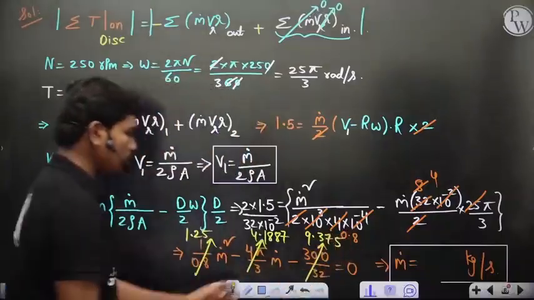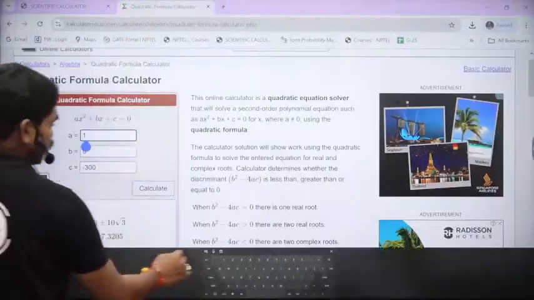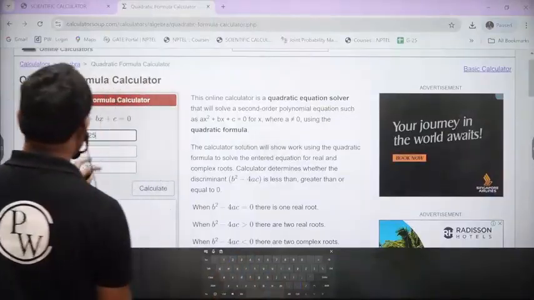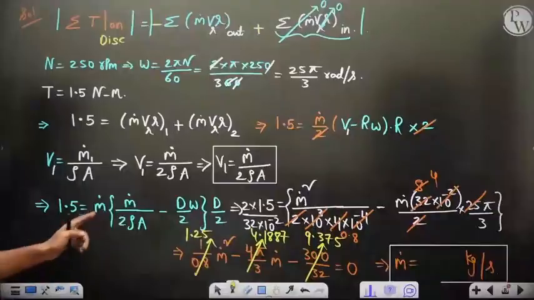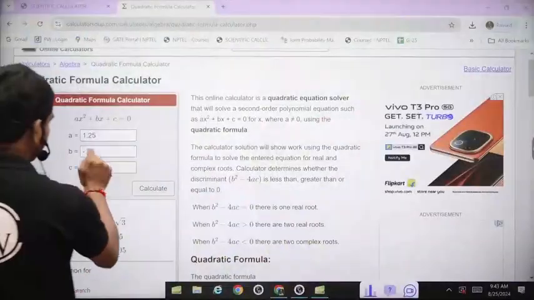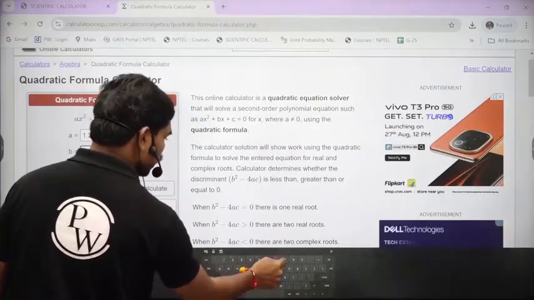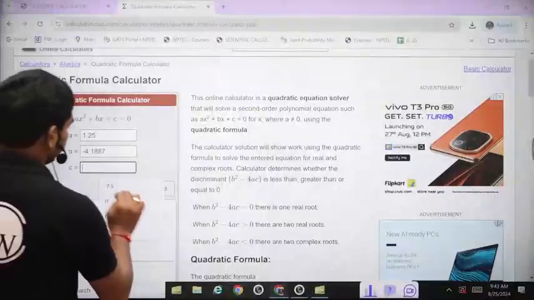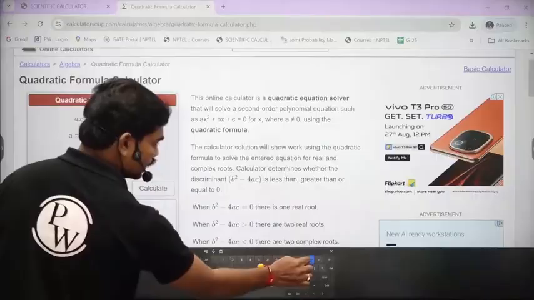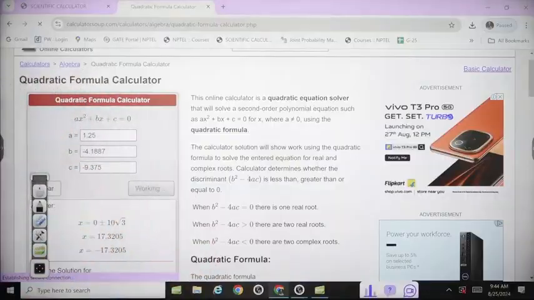We got the values, so let's substitute and calculate now. 1.25, and this is something like minus 4.1887, and this is minus 9.375. Okay, so we can calculate now.